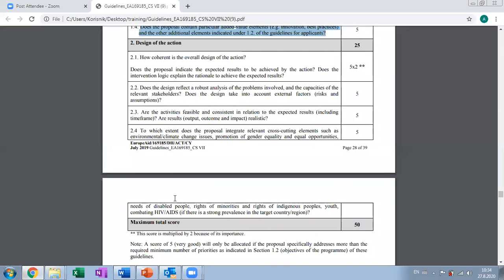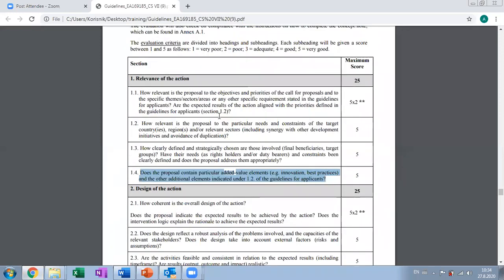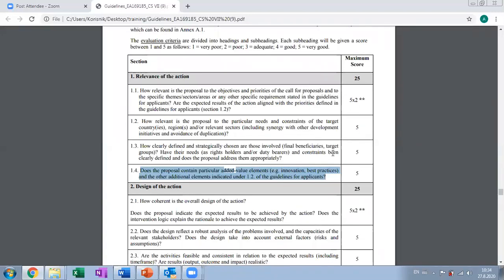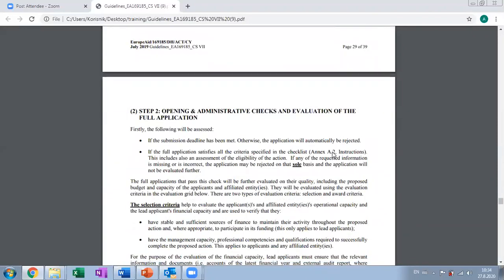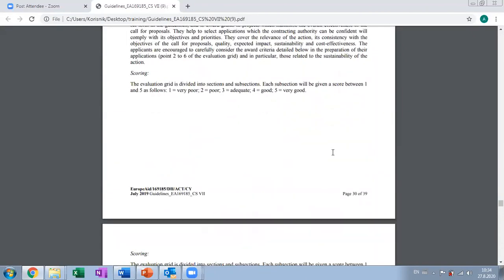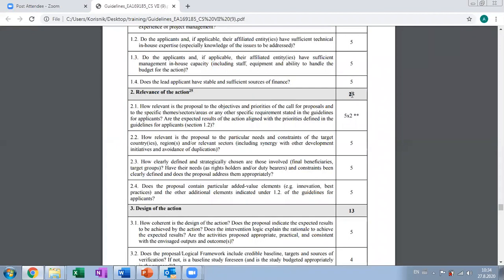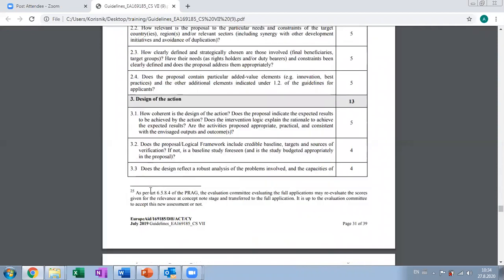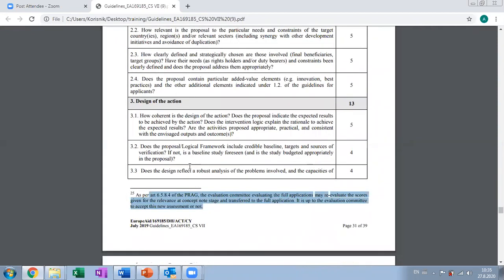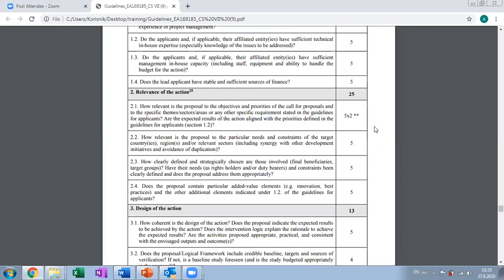We can go back to the guidelines so that you can understand this a little bit more. You can see the maximum number of points that you can score for the relevance of the action is 25. Let's say an organization has scored 25 and is invited to submit a full application form. You see that these 25 points are already kind of given to them. There is a little footnote here that explains that this number of points is actually transferred in the full application stage.